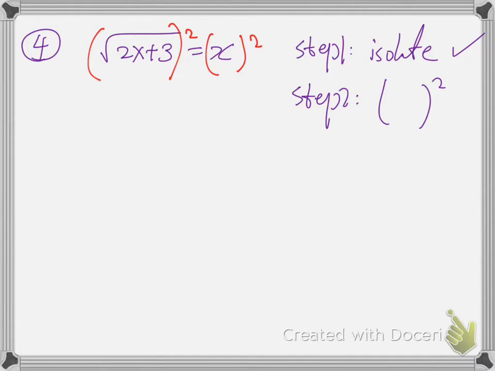On the left, the radical sign and second power cancel each other. So we got 2x plus 3 on the left, and on the right we get x squared. So you see we have a quadratic equation. We have to solve this quadratic equation. That is step 3, solve it.